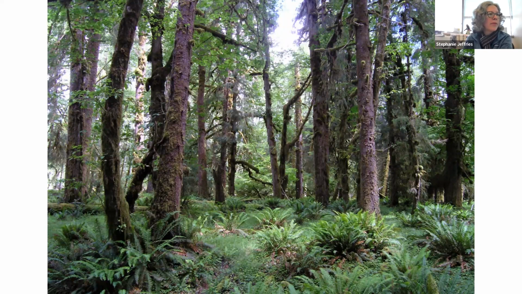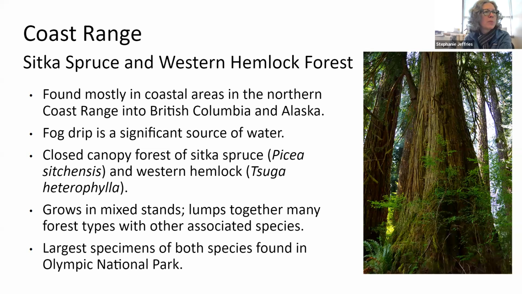You can see this has quite a bit of structure. I believe this was taken in Olympic National Park, but I'm not quite sure. And you can see that this particular forest is not very old. So Sitka spruce and western hemlock, again, the trees can get really enormous because their resources are pretty abundant, especially precipitation. And so this forest is found in coastal areas in the northern part of the Coast Range, British Columbia, and all the way into Alaska. And fog drip, again, is a significant source of water for these forests.